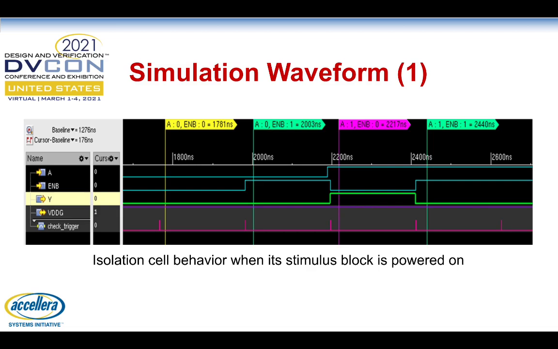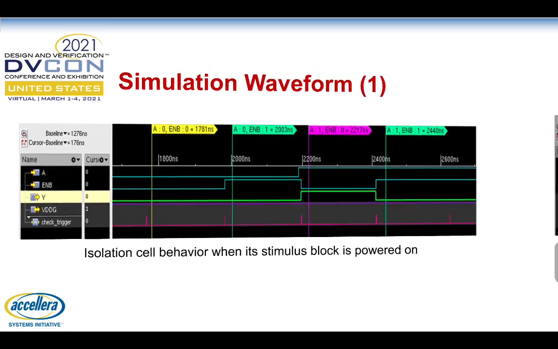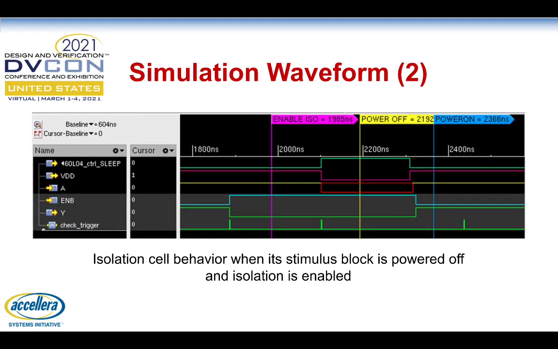Now, when the block's power is turned off, the input pin A goes to unknown state and the cell clamps the output pin Y to low if the enable pin is set. All of these pins are driven and monitored through APB write-read transactions at different intervals of time. The waveform is as shown. Now, is there more to it? Yes.